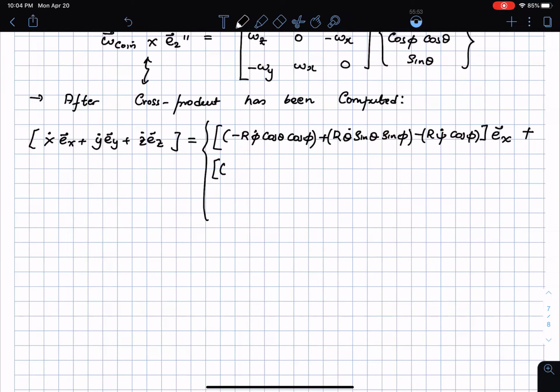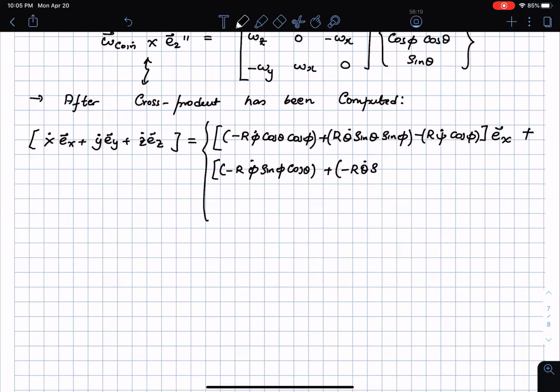I have the following, and I'll write it in a nicer way, as you'll see very soon. So minus R sin phi cos theta, and this has to be multiplied by a certain term which I usually keep forgetting, phi dot sin phi cos theta, plus minus R sin theta cos phi theta dot, minus R theta dot sin theta cos phi, plus minus R psi dot sin phi. This is in the EY, and then plus I'm going to have something in the EZ unit vector direction. This is going to be R theta dot cos theta. Such a nice simple thing, R theta dot cos theta EZ.